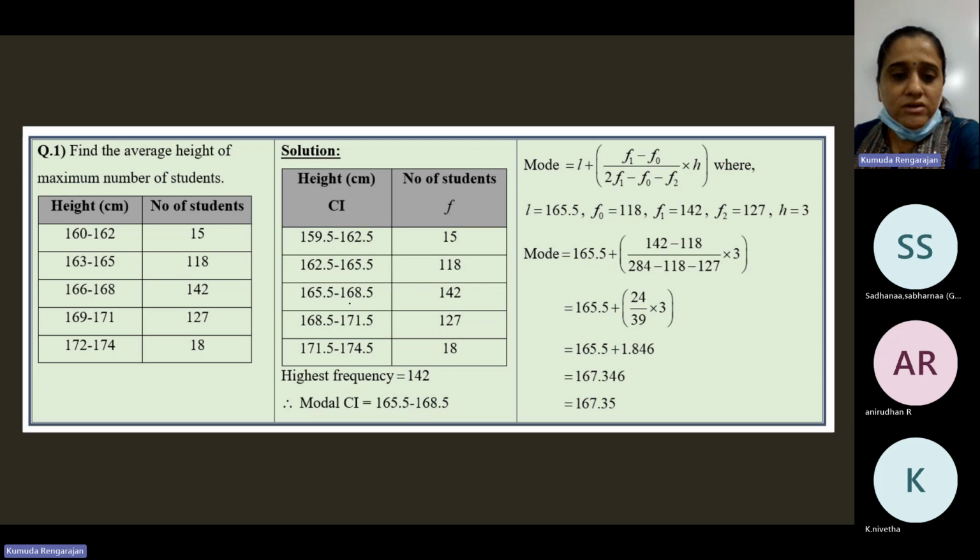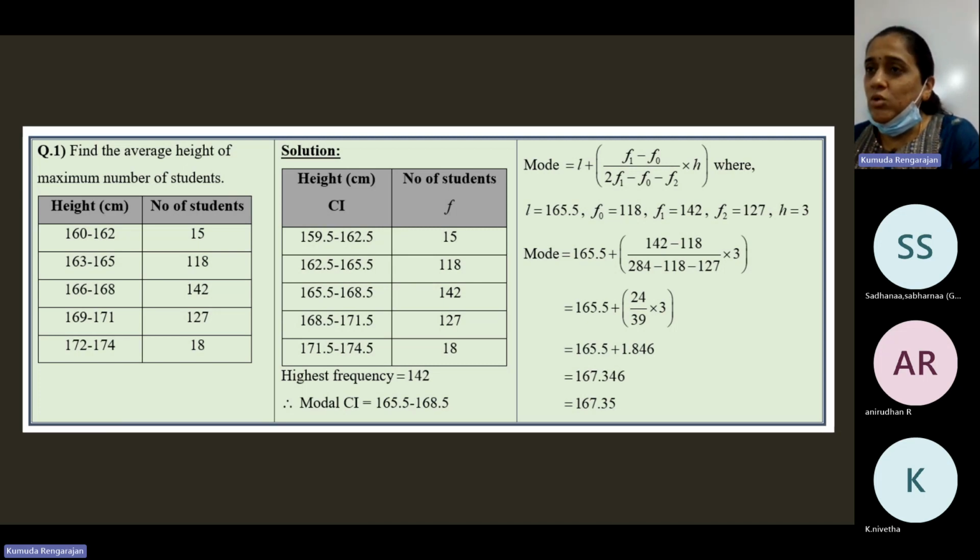H, how do we get H? 168.5 minus 165.5, that is 3. That's the value of H. Put the values in the formula and compute the mode. And see the question. The question is not directly to find the mode. The question is to find the average height of the maximum number of students. So where do we use this when you look at mean, median and mode?